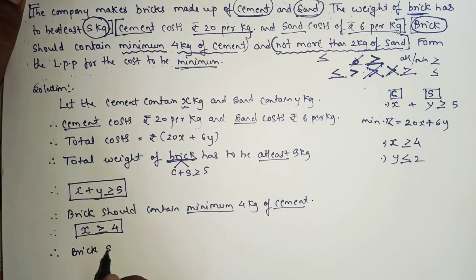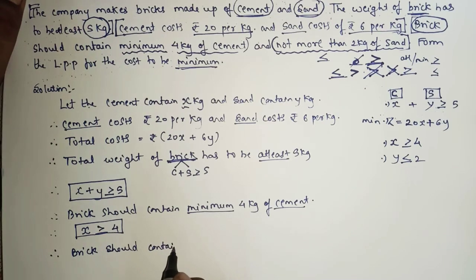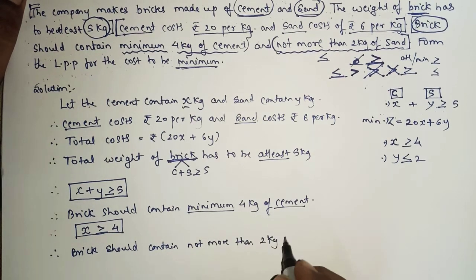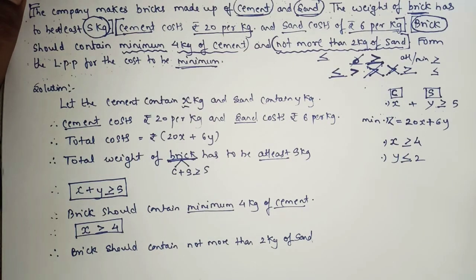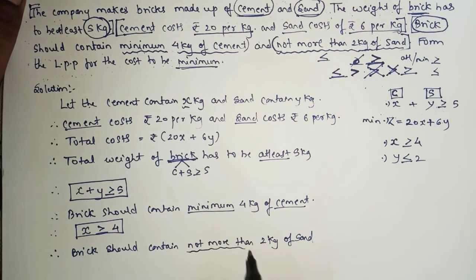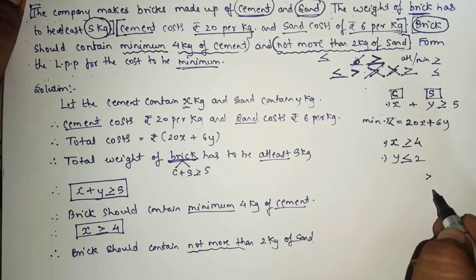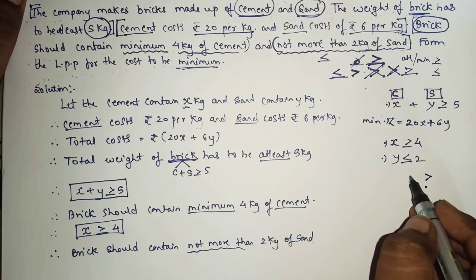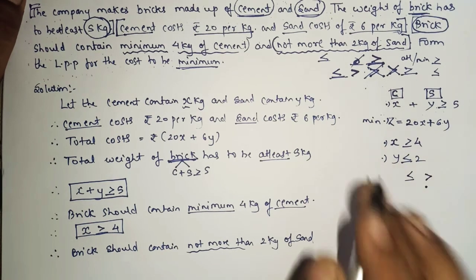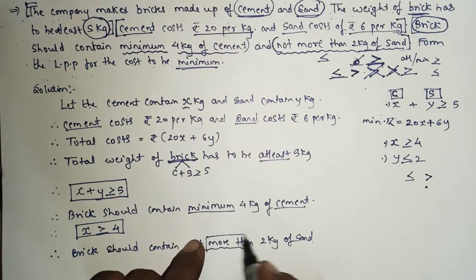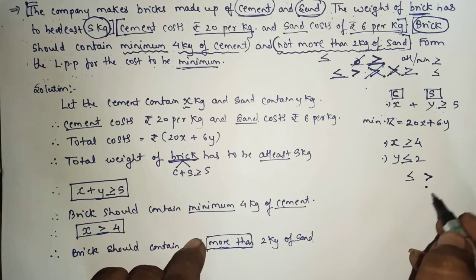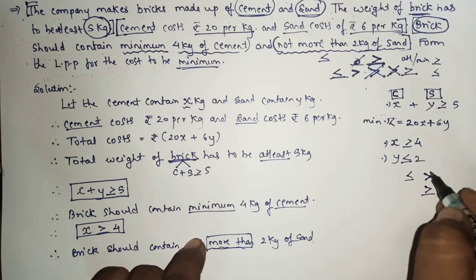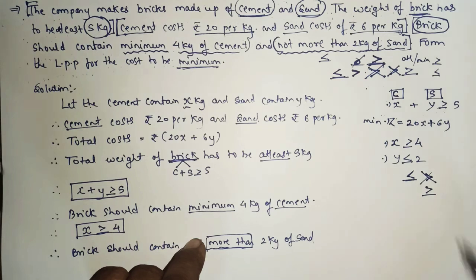Now next it says that brick should contain not more than 2 kg of sand. Just now I explained not more than. Actually, not more than means less than equal to. Remember, just focus on more than now. More than means what? More than equal to means greater than equal to, like this. Now it says not more than means what? Less than equal to. So there is a difference between these two.